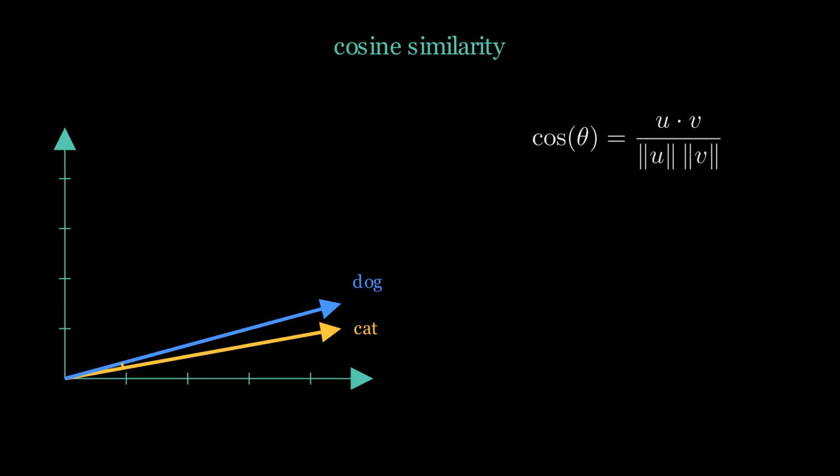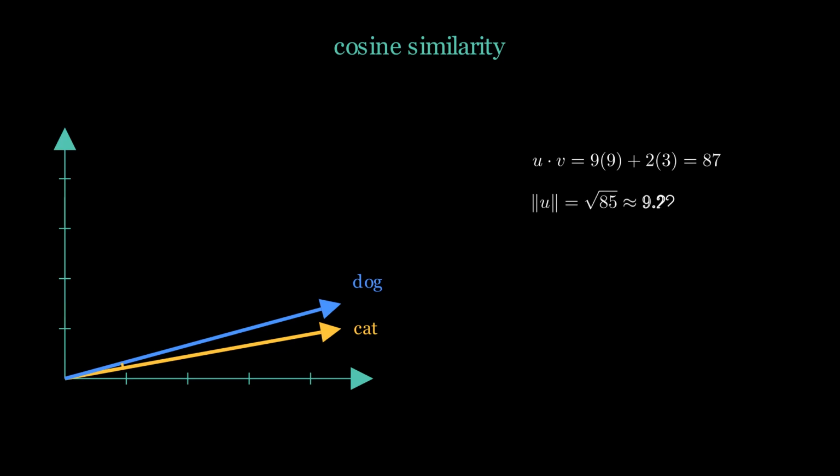Let's actually do one. Cat is (9, 2). Dog is (9, 3). The dot product is 9 times 9 plus 2 times 3, which is 87. Cat's length is the square root of 85, about 9.2. Dog's is the root of 90, about 9.5. Divide 87 over about 87 and a half: 0.99.